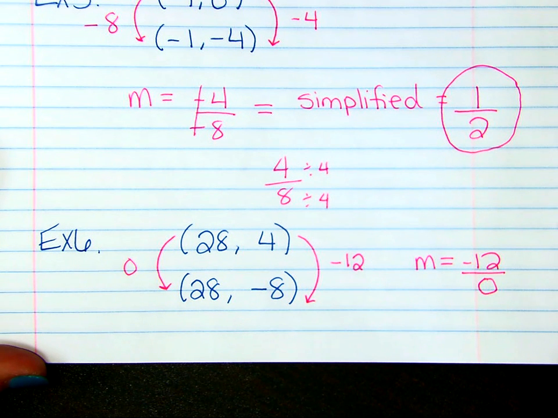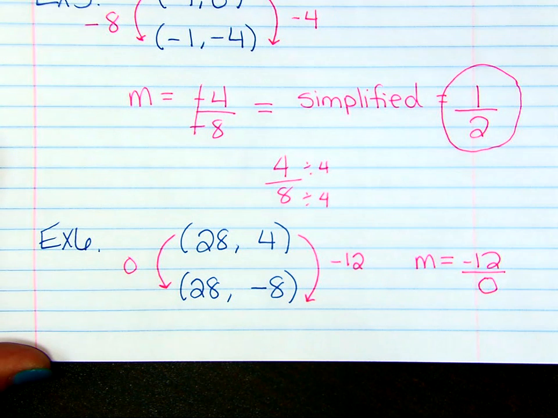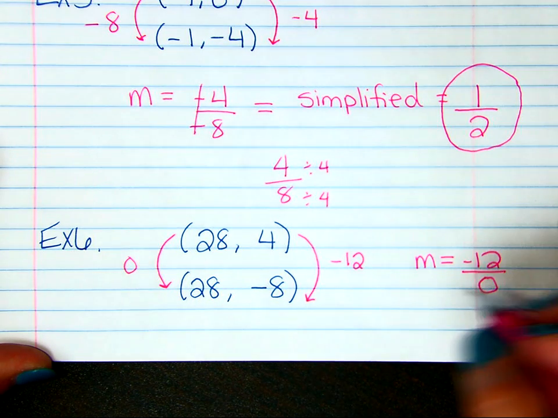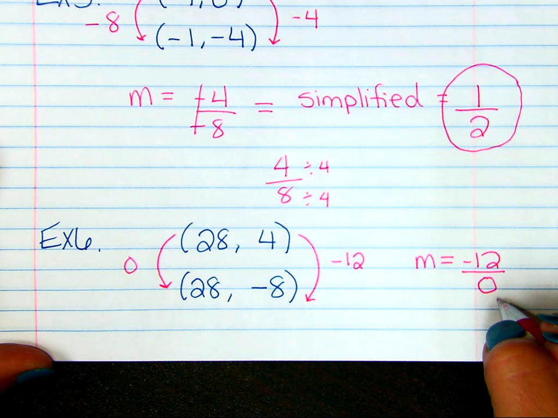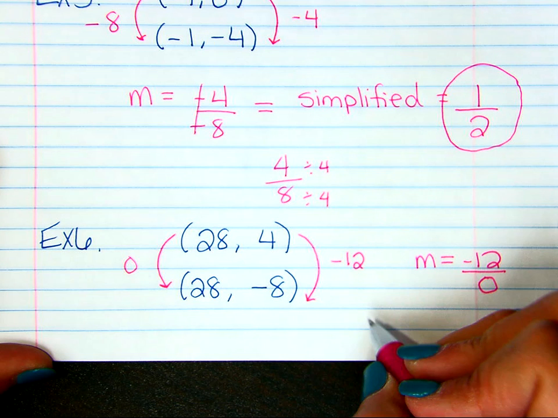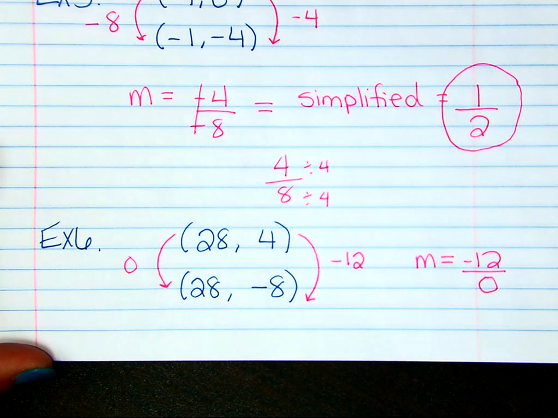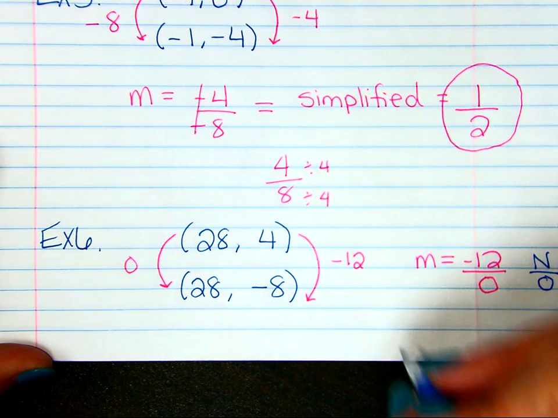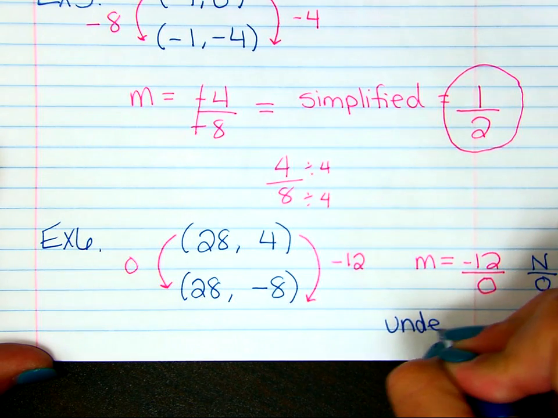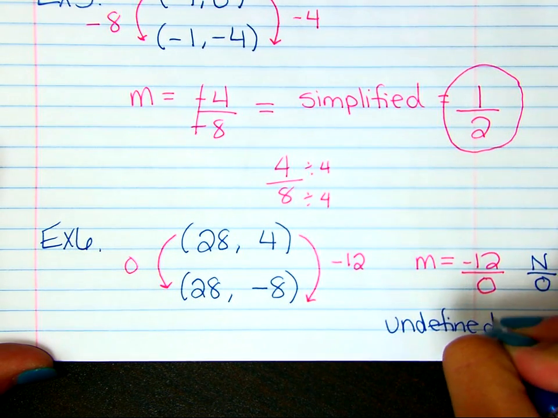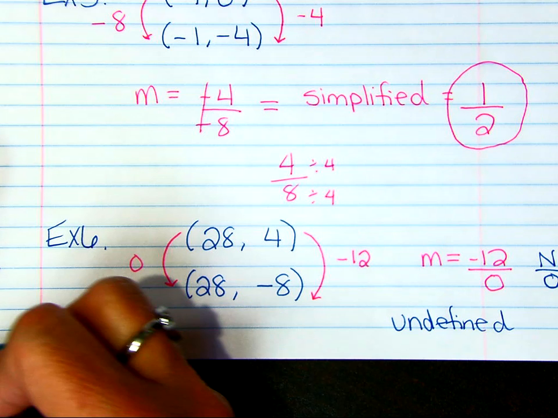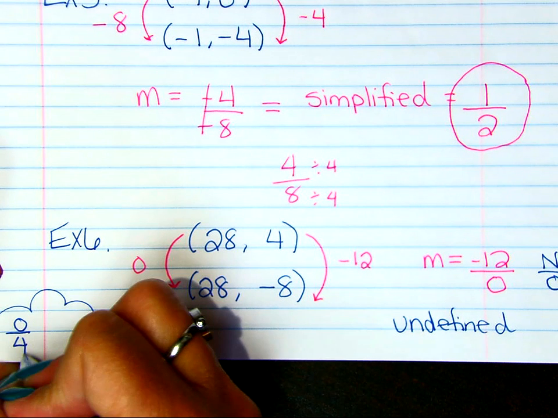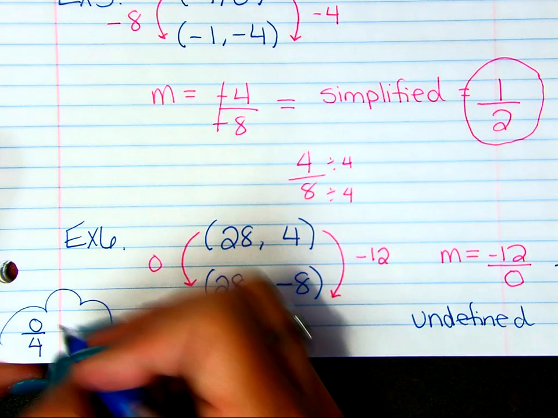What do you do from 28 to get to 28? 0. So this slope is -12 over 0. The rise is always on the top over 0. Now is this undefined or is it 0? If you punch that in your calculator, it says error. Another good way to remember, if you have a number with 0 on the bottom, that is no solution, it's undefined. That's what your answer is.